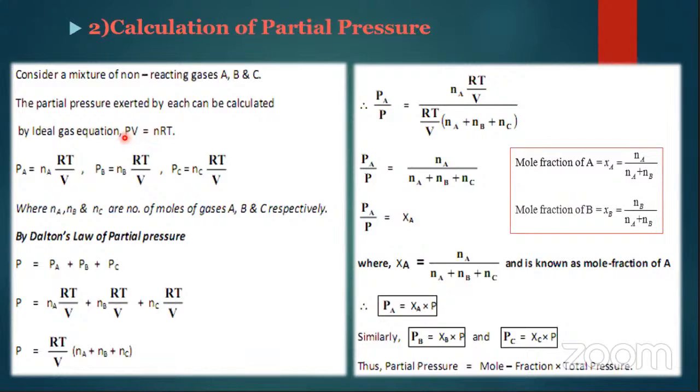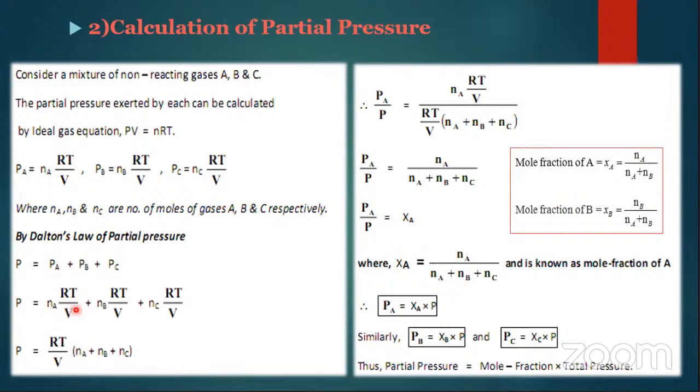So PA into V is equal to NaRT. R is the ideal gas constant. T is the temperature at which we are doing this experiment, so temperature is also constant. If you rearrange this equation for gas A, PA is equal to Na into RT by V. PB is equal to NbRT by V. This is the condition. Then what is the total pressure P? Total pressure P is equal to PA plus PB plus PC. That's why all these formulas come together.